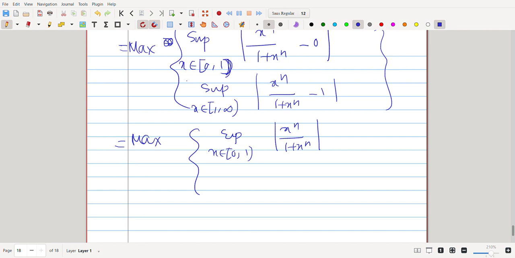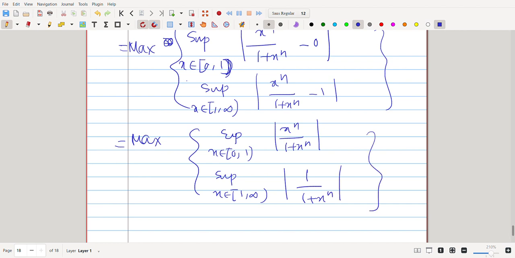for any n, this supremum value becomes, as x tends to 1, this becomes half, not 1, this becomes half, and yeah, so x by 1 plus x, right? So it is half, and here it is 1 by 1 plus x to the n.